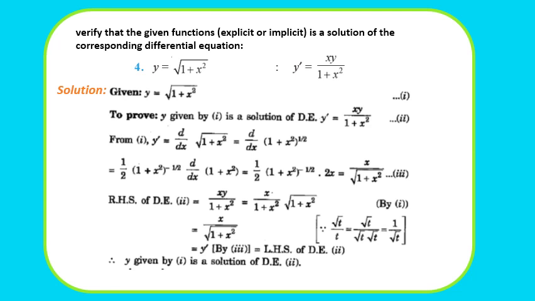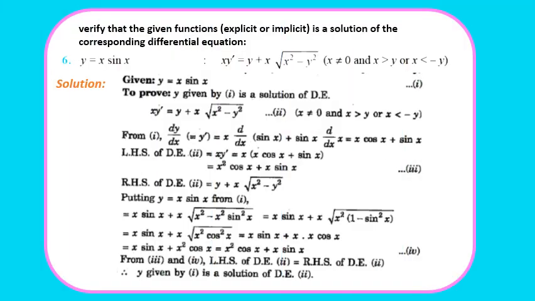Now the right hand side of the given differential equation, that is xy upon 1 plus x square. Putting the value of y, we get x upon 1 plus x square into under root 1 plus x square. Simplifying, we get x upon under root 1 plus x square, which was equal to what? y dash. So we get the LHS. Clear? So it is verified that the given function y is a solution of the given differential equation 2. So pause and note down the solution.